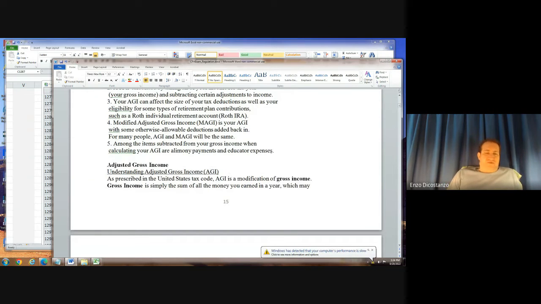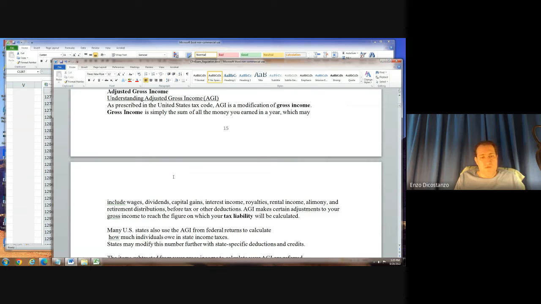As prescribed in the United States Tax Code, the AGI is a modification of the gross income. Gross income is the sum of all the money you earned in a year, right? Which may include wages, dividends, capital gains, interest income, royalties, rental income, alimony. That's all the ways the money comes in to you, right? Interest income, capital gains, wages, some kind of salary, or other cash flows, retirement, some kind of distribution that you get. And as you get more sophisticated, your income will get more sophisticated.